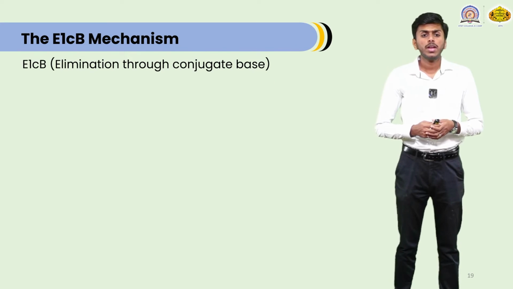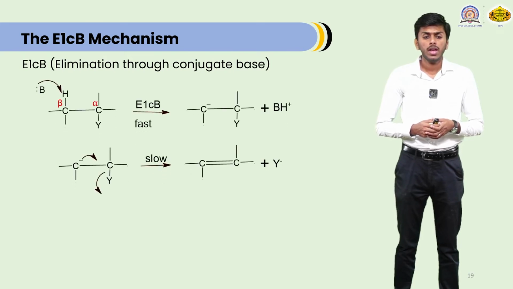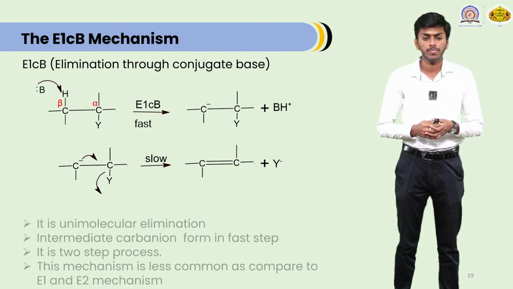Now we will discuss the E1CB mechanism. The full form of E1CB is elimination through conjugate base. Here in the first step, the base abstracts the beta hydrogen forming a carbanion. This is a fast step. This carbanion is stabilized by formation of a double bond with loss of the leaving group and gives us alkene as the final product. The last step is the slow step.